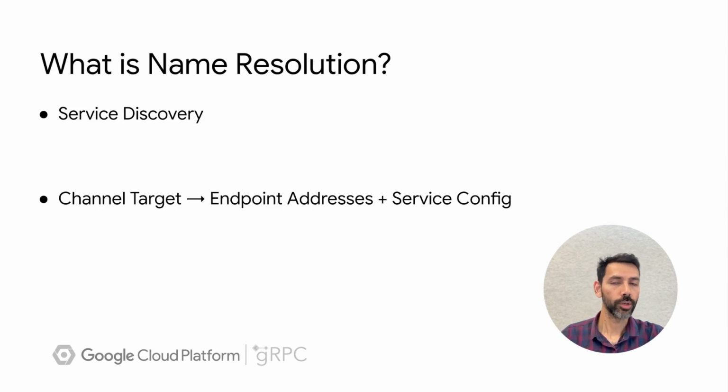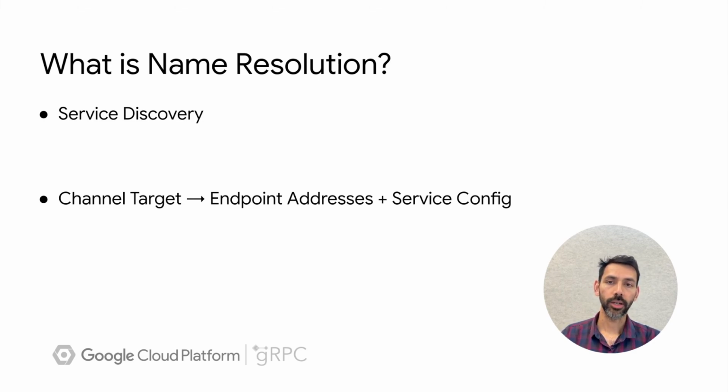Name resolution or service discovery is a way for clients to discover network addresses of the services that they need to talk to. In gRPC, this works by mapping a human-friendly channel target string to a set of endpoint addresses. These addresses are then used to open connections to server instances.